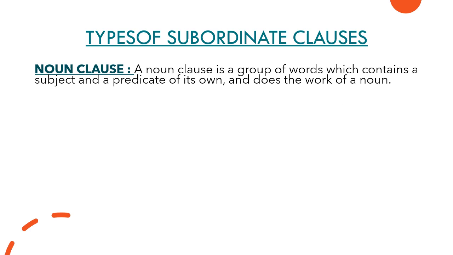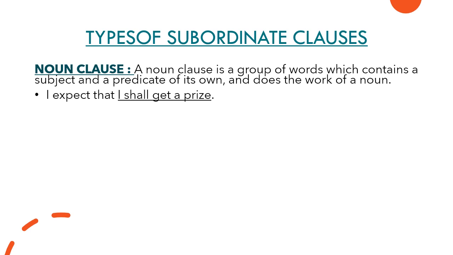So what are noun clauses? They are a group of words which contain a subject. Remember, a clause has both subject and a verb, subject and a predicate of its own, and does the work of a noun. So noun clause, of course, does the work of a noun. For example, I expect that I shall get a prize. So that's I shall get a prize. That's a complete noun clause.